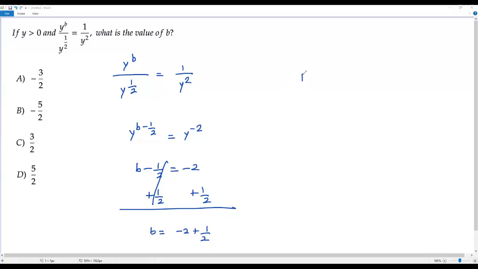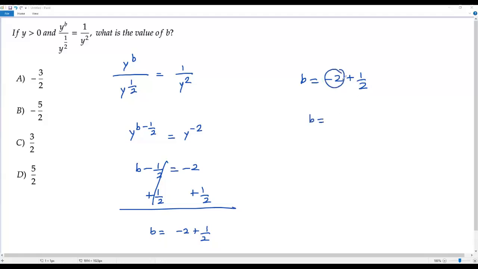Now let me write the same equation over here, negative 2 plus 1 half. How do we have to simplify this one? Here, I'm adding an integer and a fraction. Whenever I add an integer and a fraction, I have to multiply the integer by the denominator of the fraction. Once I'm done with this multiplication, I can take this 2 as a common denominator.